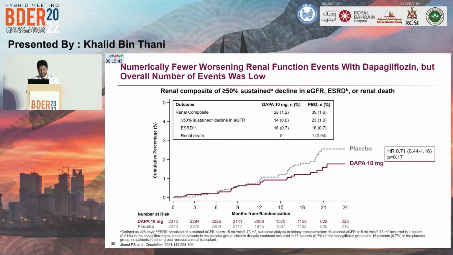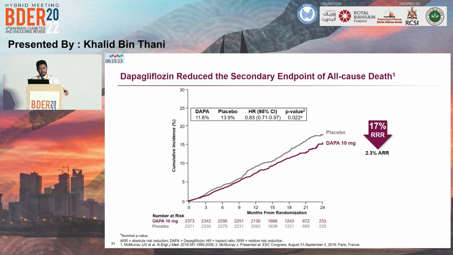If you look clearly at this, these patients haven't deteriorated in regard to their renal function in terms of number of events. The renal composite is more than a 50% sustained decline in eGFR, end-stage renal disease, or renal death. So there was a hint that the drug has an effect in terms of the total number, but the p-value was not significant at the end of the day.